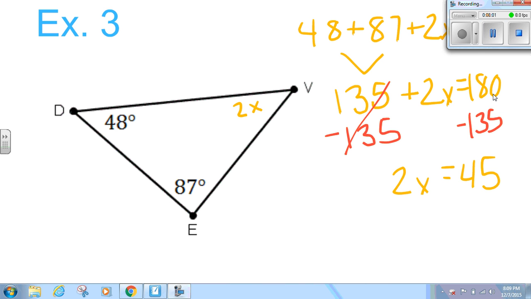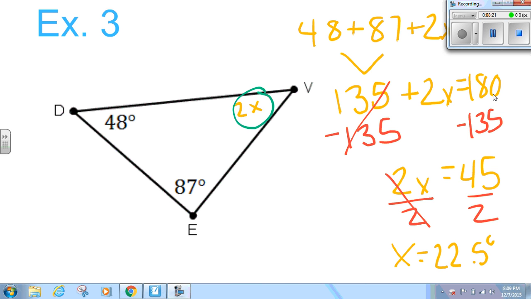And lastly, I need to divide by 2. Those twos just equal 1, and x equals 22.5 degrees. Now, that doesn't mean that the angle is equal to that. Remember, this angle here is actually equal to 2x. So if we plug that in, 2 times 22.5 equals 45 degrees. So we really could have stopped at this step, knowing what 2x was equal to.